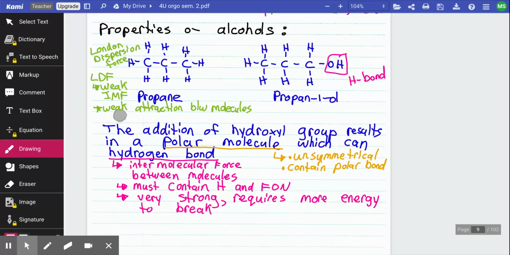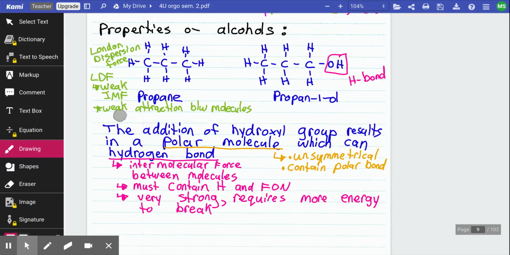So just remember that now you are changing the polarity of your molecule, and you now have something that is more strongly attracted to other molecules and water. Okay. If you need a reminder on bond polarity and intermolecular forces, you need to jump into the 3U reference site and go look at those lessons.